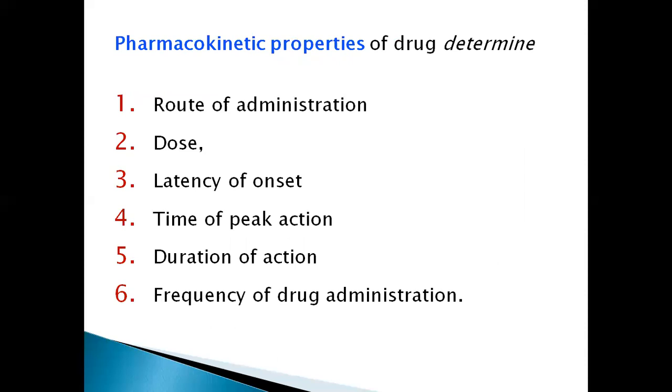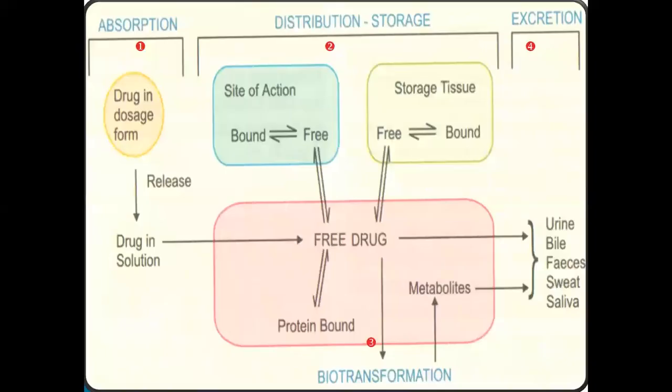The pharmacokinetic properties of a drug determine the route of administration, dose of the drug, latency of onset, time of peak action, duration of action, and frequency of drug administration. So pharmacokinetics involves absorption, distribution, metabolism, also called biotransformation, and excretion.